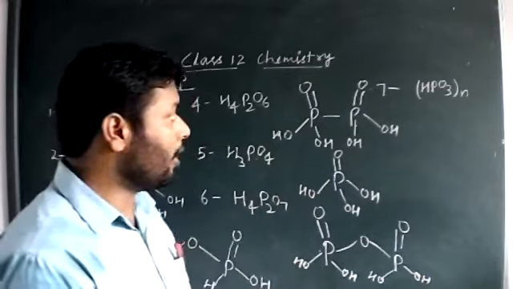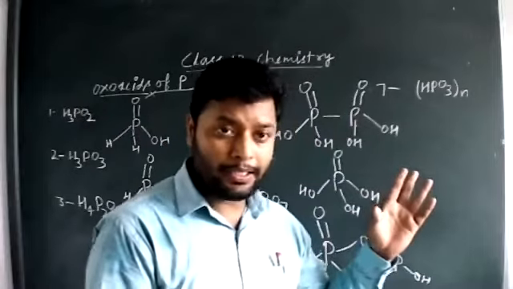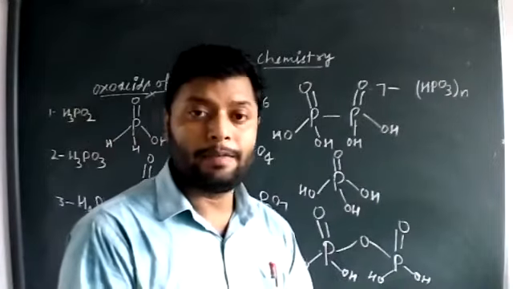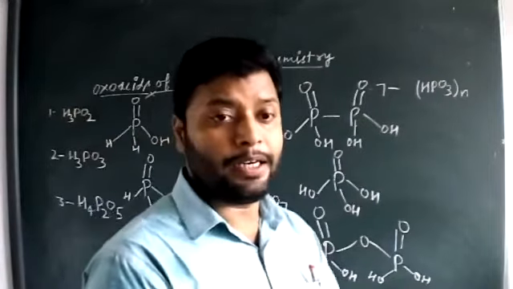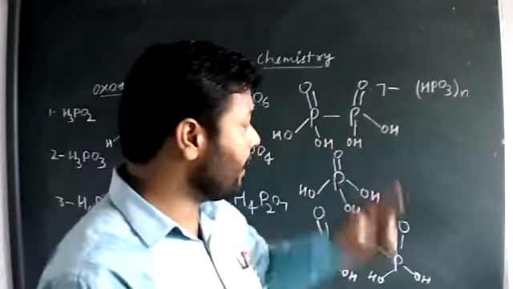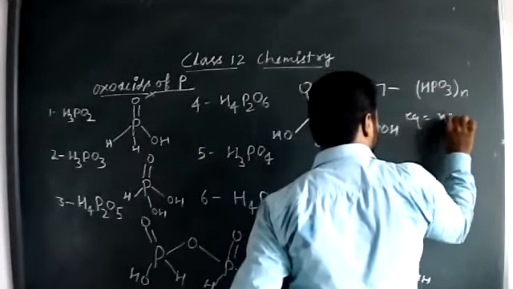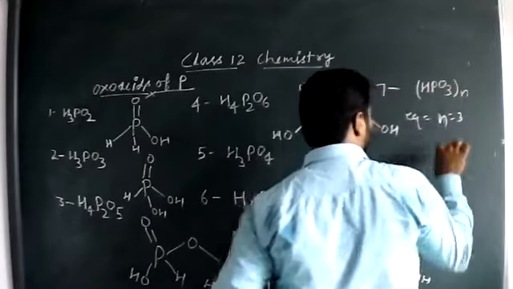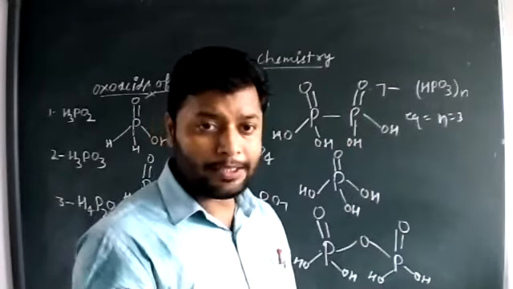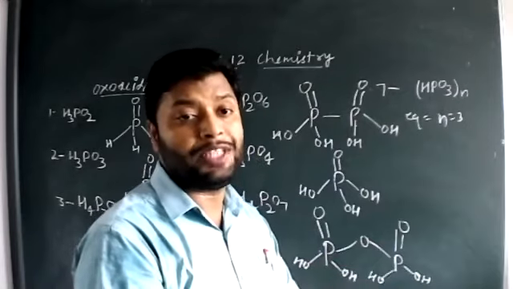The same way, now we have a polymer of the oxo acids. Polymer HPO3, you can see there is an n number of units. Suppose I'm taking n equal to 3. For polymerization, the number of repeating units should be at least 3 or more than 3.